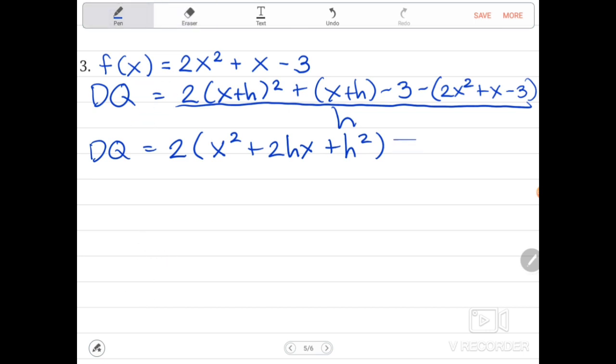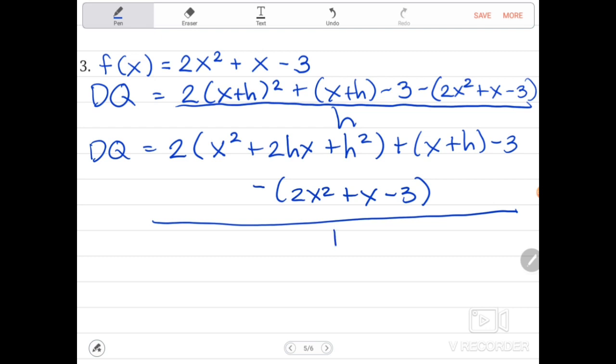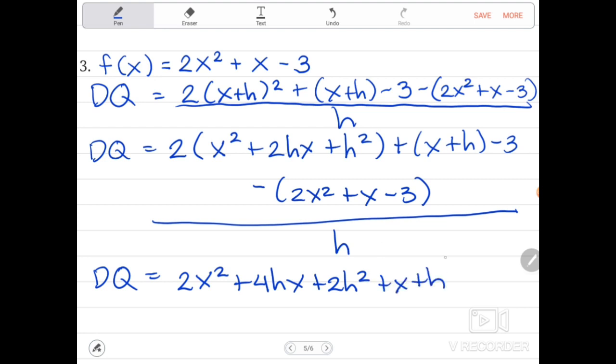Then we have plus x plus h minus 3, minus 2x squared plus x minus 3, all over h. So simplify natin yan. So the difference quotient will be equal to 2x squared plus 4hx plus 2h squared plus x plus h minus 3. Distribute the negative sign.